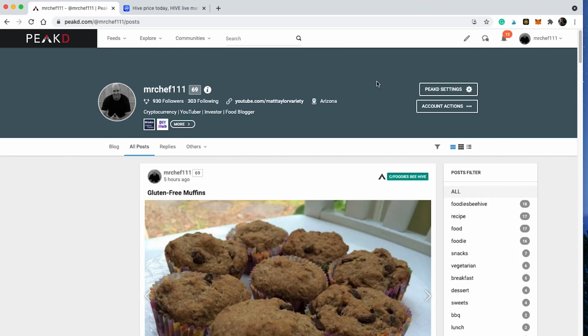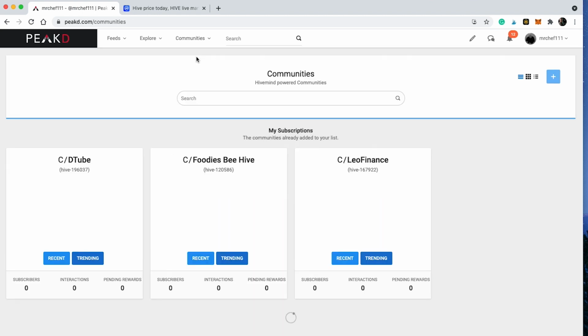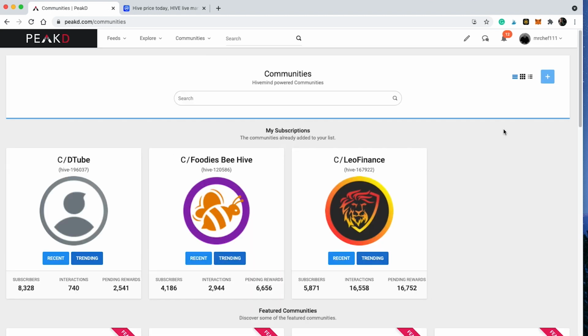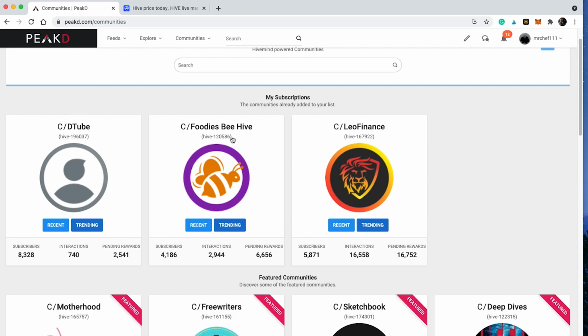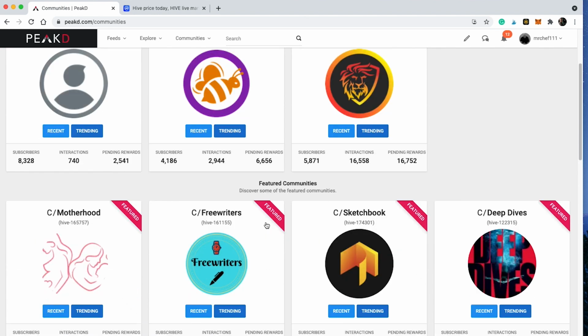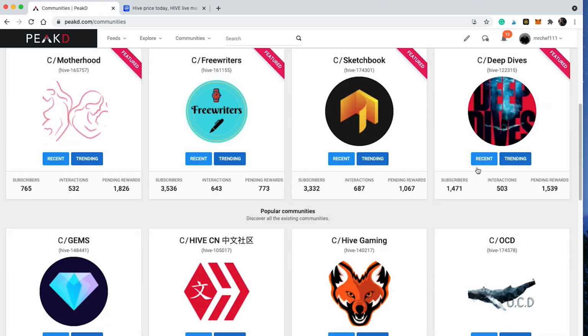And so if we go over here to communities, this is why I like PeakD so much, it has all these communities in one location. If you like to do finance related stuff, crypto and finance, you could post over in Leo Finance. And then over on Leo Finance, you could actually earn Leo. People could upvote your post with Leo, which is also a cryptocurrency. But then at the same time, you are earning Hive on that as well, potentially. So that's pretty cool. Foodies Beehive, I post there quite a bit. DTube is like all video stuff. So all these different communities that you can post in.